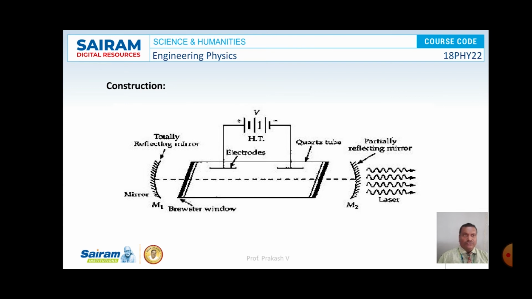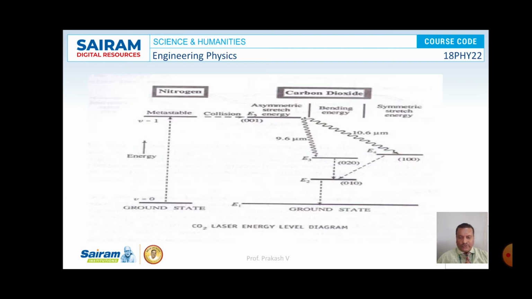And when we come to the working part, when an electrical discharge is passed through the gas, the electrons collide with nitrogen molecules and raise them to excited state. That is shown in the energy level diagram. Here the electron first interacts with nitrogen and makes it excited, as shown in the picture, and subsequently the nitrogen molecules in the excited state collide with the CO2 molecules in the ground state and excite them to higher energy state.